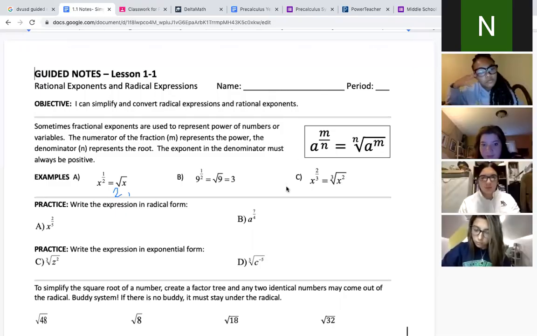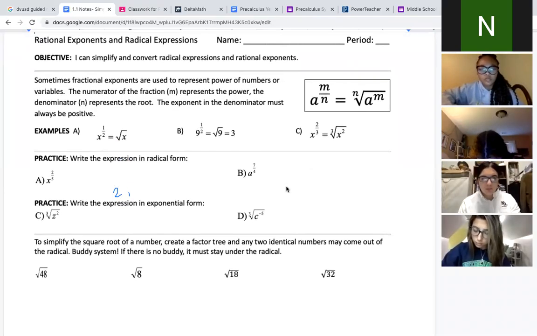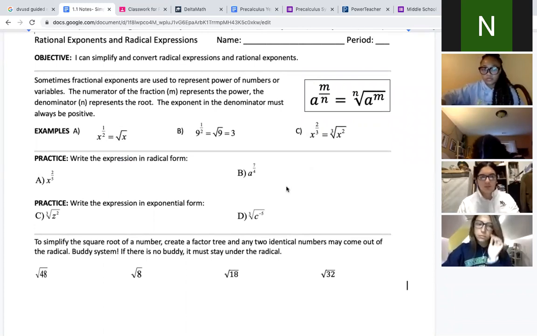Everybody good on that? Pretty straightforward, right? Okay, so let's go ahead and look at the first practice example. Does anybody want to take a stab at it and see if they've got it?